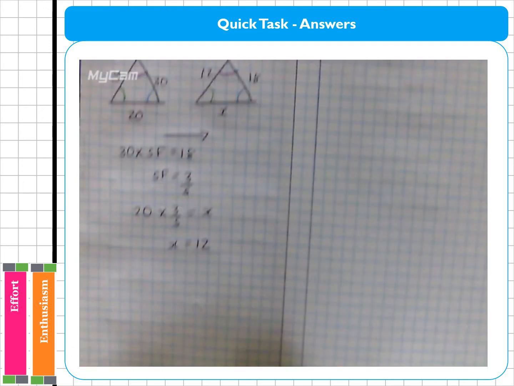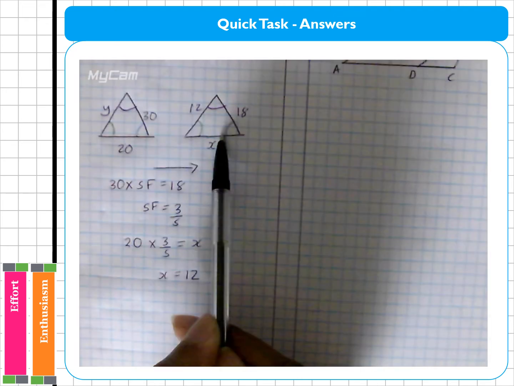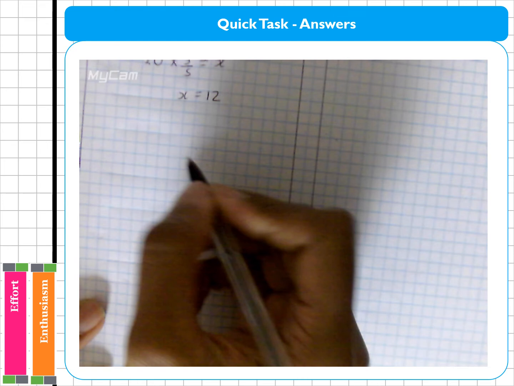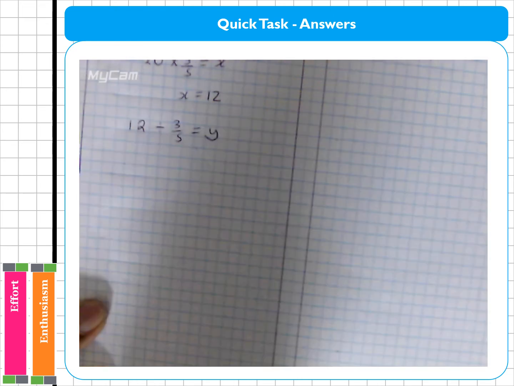Now to work out Y, I could do the whole process again and work out a scale factor going this way, but remember, if you know to get from this shape to this shape, you times by 3/5, to get from this shape to this shape, you need to divide by 3/5. So I'm just going to use that process. I know that 12 divided by 3/5 must give me Y using inverses, which therefore means that Y is equal to 20.